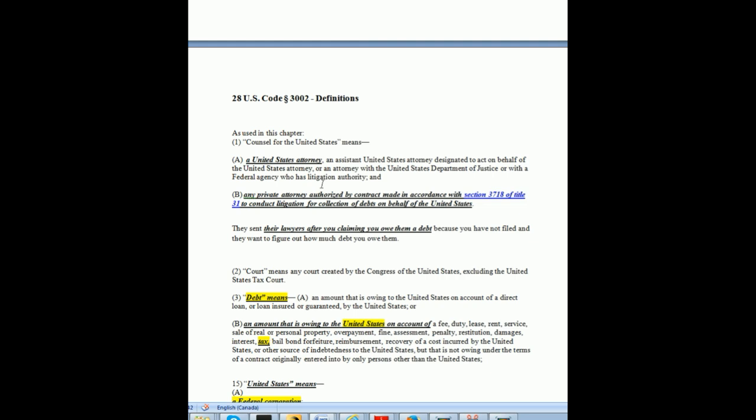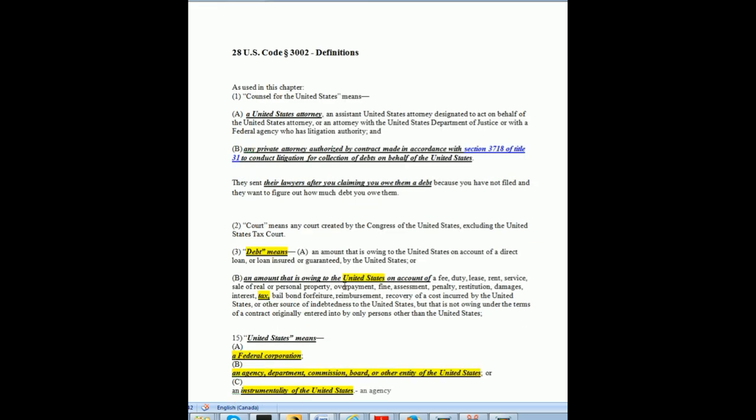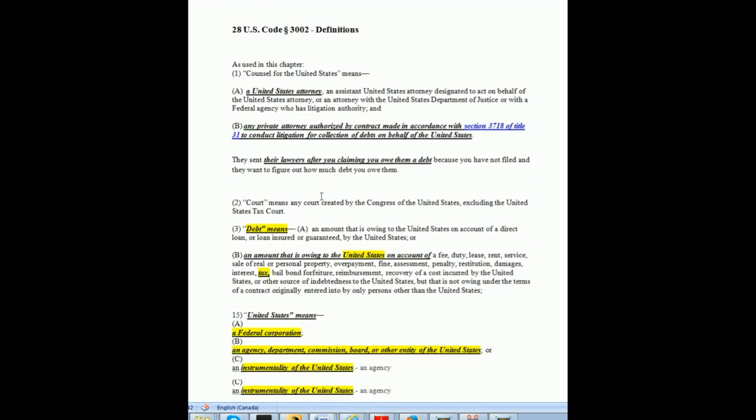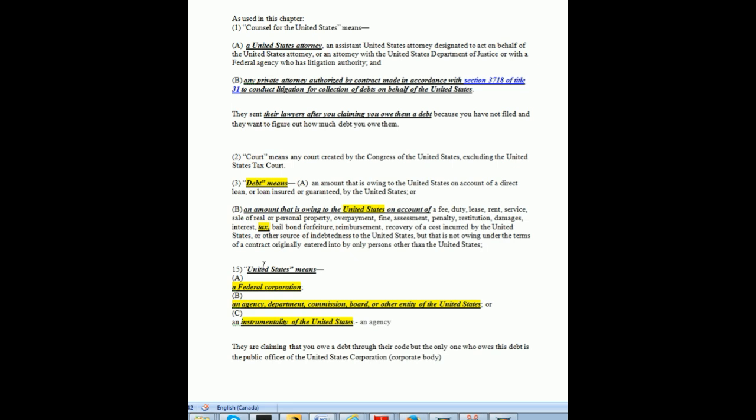That's what it says in this definition section. Now, we found out what a debt means. Now, what does the United States mean? When you look in section 15, the United States means a federal corporation. B, an agency, department, commission, board, or other entity of the United States, of the federal corporation, that body corporate, or an instrumentality of the United States, which simply means an agency or an office.